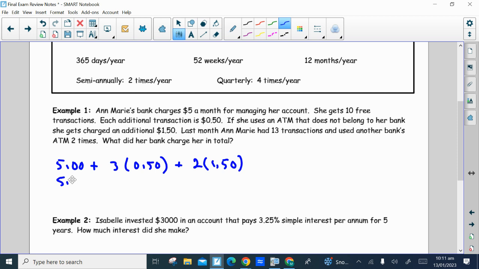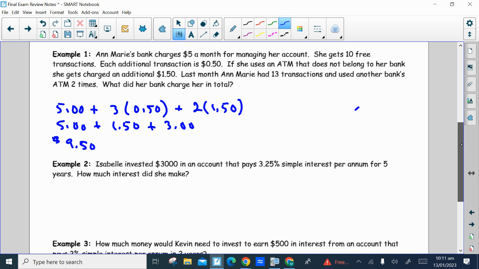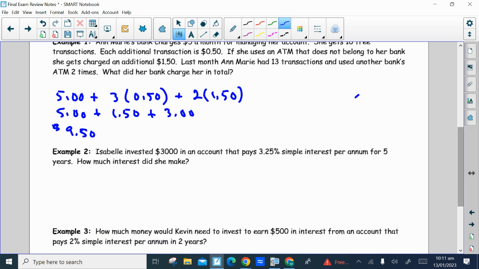So you've got the $5 plus $1.50 for the 3 additional transactions, plus $3 for the 2 times that she used a different bank's ATM, which gives us a total of $9.50. So that would be her bank fee for that month. Right, so we spent, I think, the first day looking at banking and fees and those sorts of things.